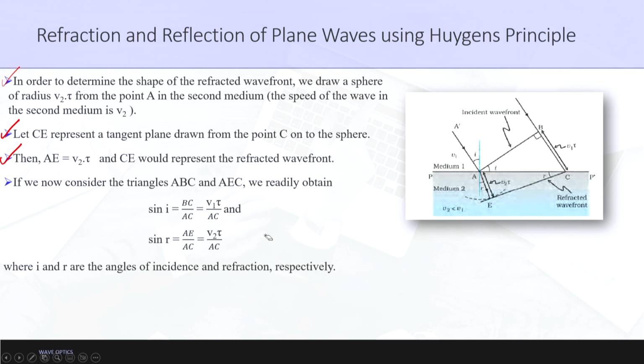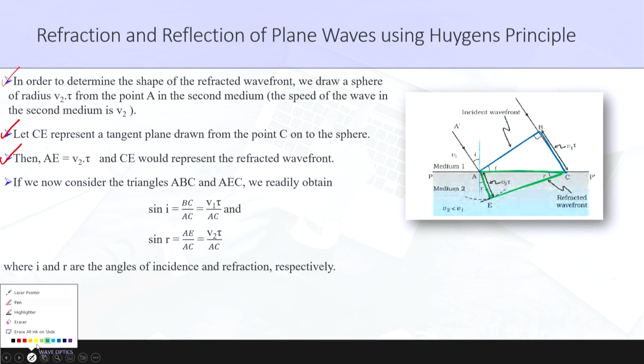If we now consider triangles ABC and AEC, just to show you what those triangles are, let me change the color. This is ABC, and this is AEC. This is ABC, this is AEC.